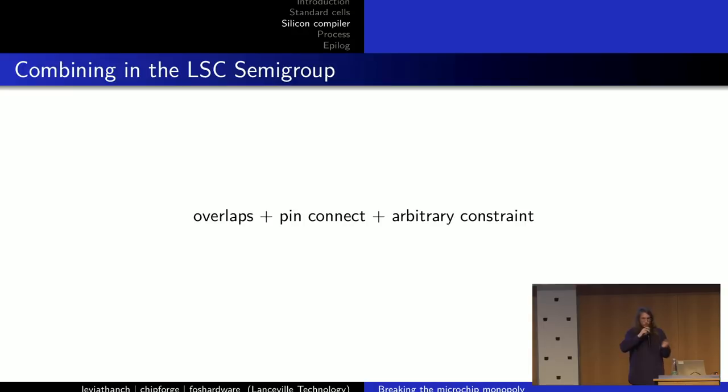One last important point I want to make is that this framework we want to create is not based on the inheritance model that we've seen in the process steps right now, but we want to combine the problems, for example, the overlapping problem, the pin connect problem, and then arbitrary constraints that come up during the process development that Dave and Hagen will supply me with, and I will formulate that in first order logic, and then this makes sure it's formally correct and it doesn't blow up.